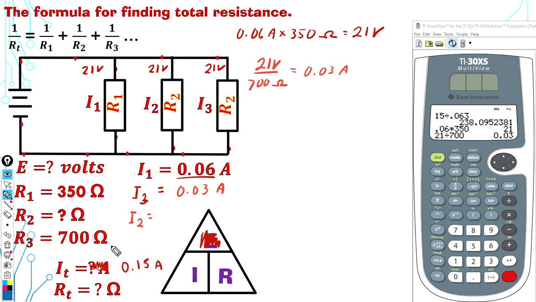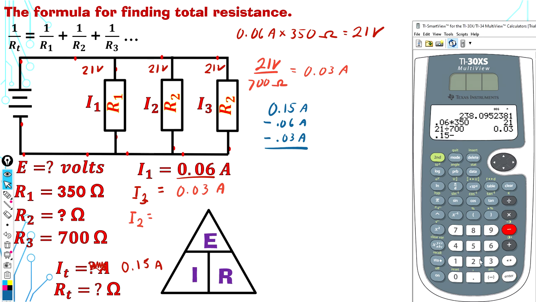So let's change colors here. All right, so I'm going to take my 0.15 amps minus 0.06 amps minus 0.03 amps. All right. 0.15 minus 0.06 minus 0.03, and that's going to leave me with 0.06 amps. So I pretty much know this is going to be 350 ohms because we had 0.06 amps going through this 350 ohm resistor that gave us the 21 volts.